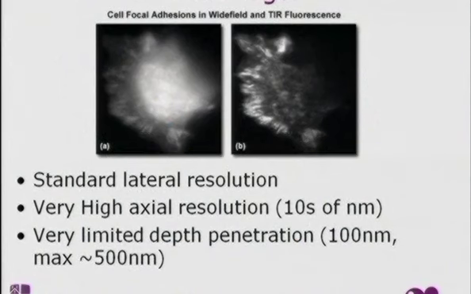So this is an example. I think this one was by Peter So from MIT. So this is what the cell looks like normally in wide field fluorescence. But when we look at it in total internal reflection fluorescence, all we see is parts of the cell. This is a single cell that is in very, very close contact with, or just above, the glass surface.